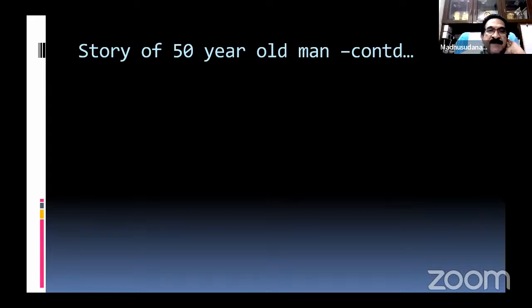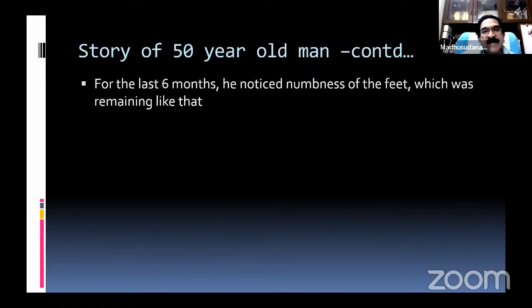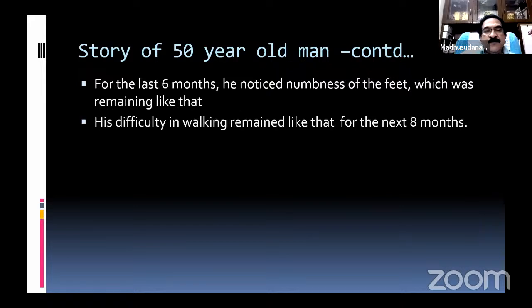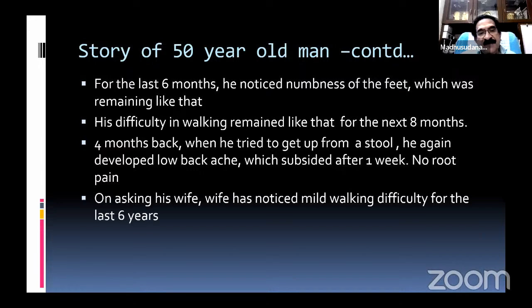So, going back to the history once again. The first complaint was 2.5 years back: buckling of both knees. Then he had some backache, but that improved with treatment. Then he noticed difficulty lifting his left leg, and he has to get the support of the right hand to put the leg onto the board or the bus. For the last 6 months, he noticed numbness of the feet, and 4 months back he again developed backache, which then subsided. And his wife noticed some walking difficulty for the last 6 months. This is the story. In such cases we have to rely mainly on the findings.